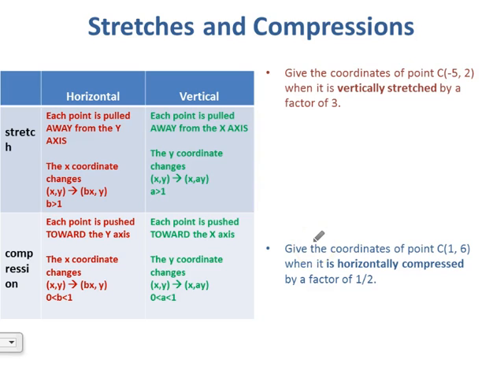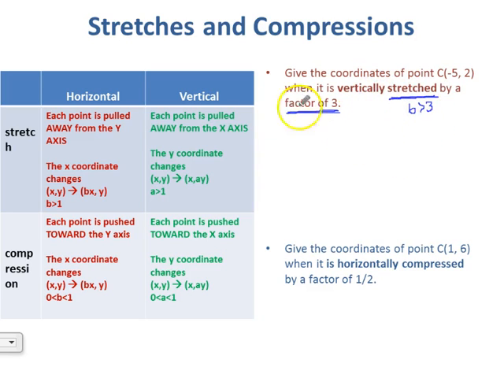All right, so here I have the table that we just dealt with so that we can refer back to it. It says, give the coordinates of a point C. So here's our original point, C. The coordinates are -5, 2. And we want to vertically stretch that point by a factor of 3. What would be the new coordinates after it's been vertically stretched? Remember, if it's a stretch, the factor has to be greater than 1, and it is: we have a factor of 3.